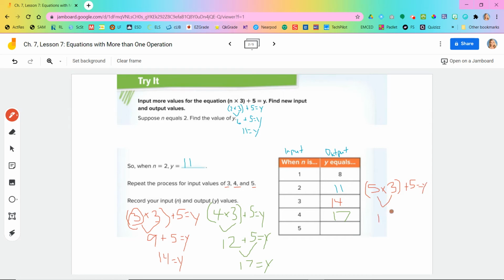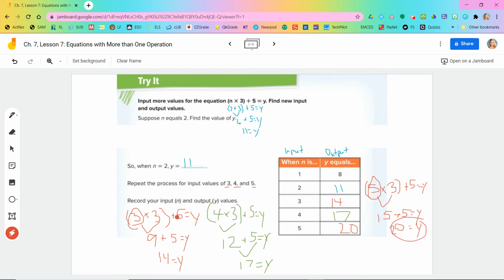5 times 3, I do that first because it's in parentheses. 15 plus 5 equals 20. And my y equals 20. So when my n is 5, when my input is 5, my output, my y, is 20. See, pretty easy. Not very complicated. The hardest thing is when you get more operations, knowing which operation to do first. And what's going to help you with that is rewriting each step.